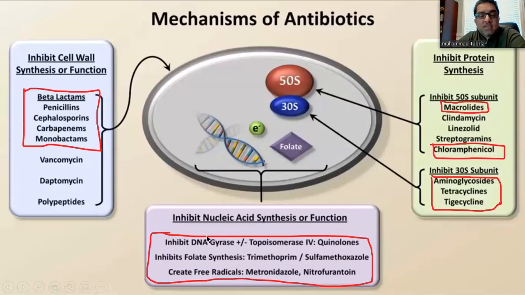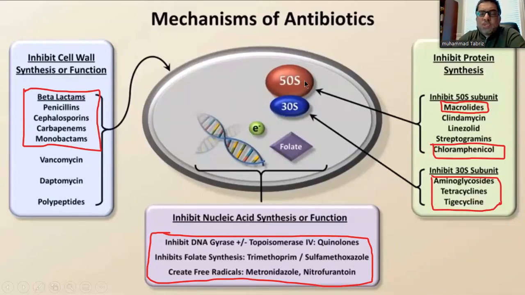Then some antibiotics work on the synthesis of genetic nucleic acid, which are usually quinolones, which inhibit DNA gyrase. Then you have the folate synthesis inhibitor, which is basically a combination of trimethoprim and sulfa. And then free radicals that kill the bacteria. The antibiotics that work that way are metronidazole and nitrofurantoin.